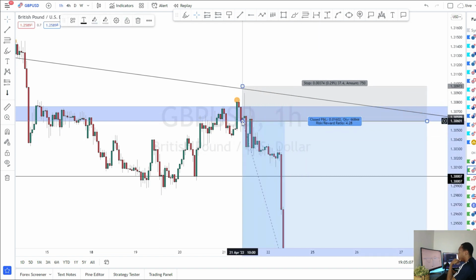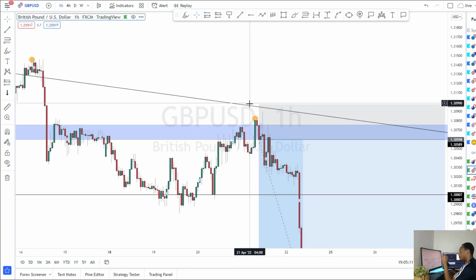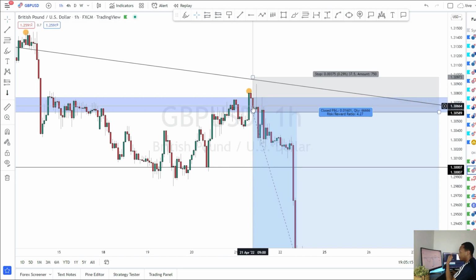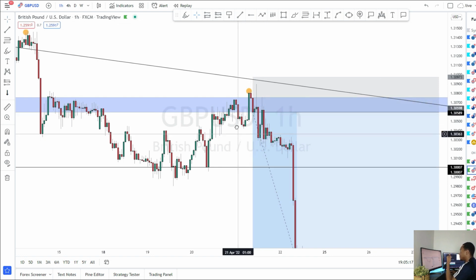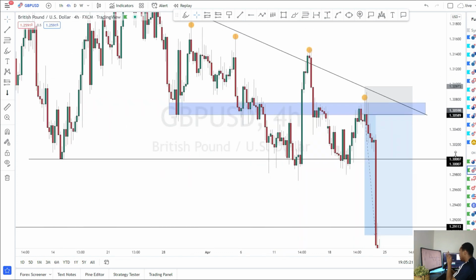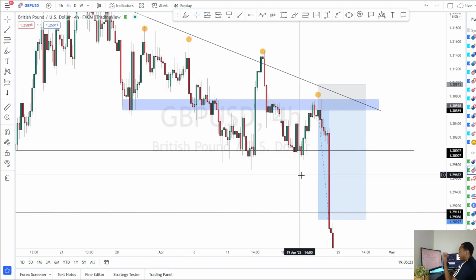So that was all my entry, just looking for that correct zone. Nice confluence of the trend line, and obviously the confluence of the support turned resistance, nice candlestick pattern, and then targets down at 1.29, and that is essentially how I carried out the trade.